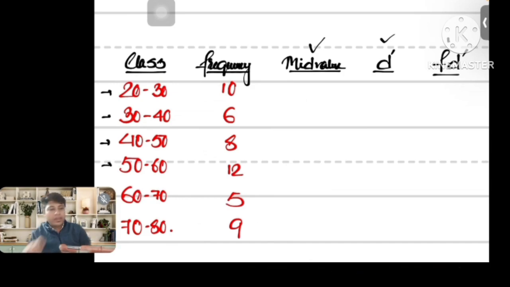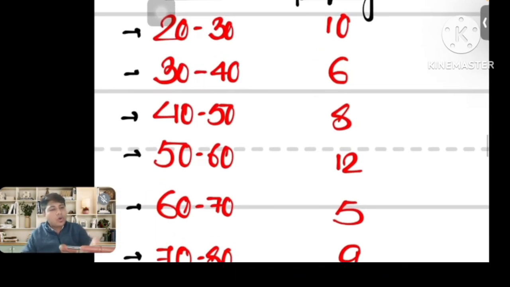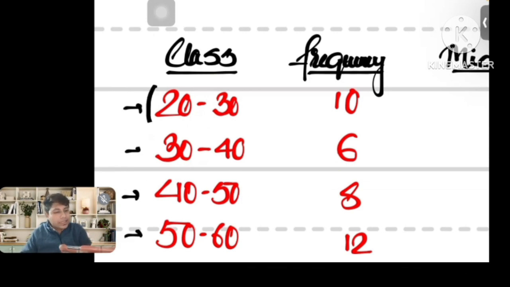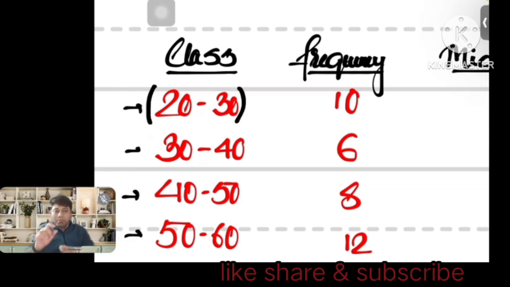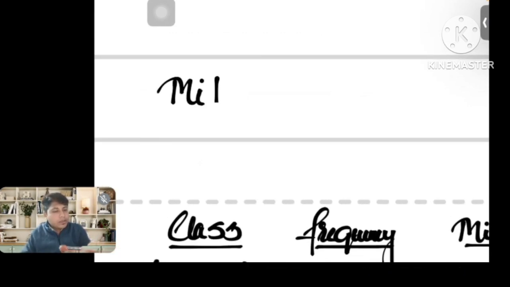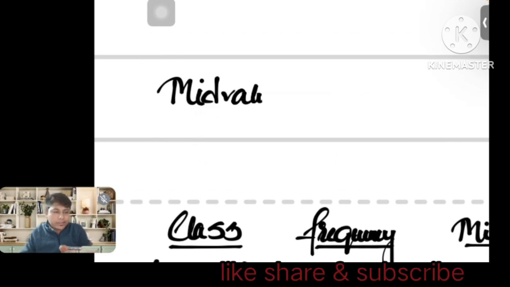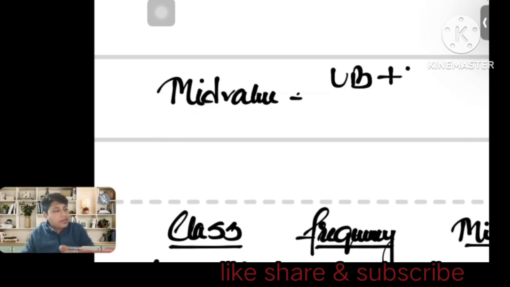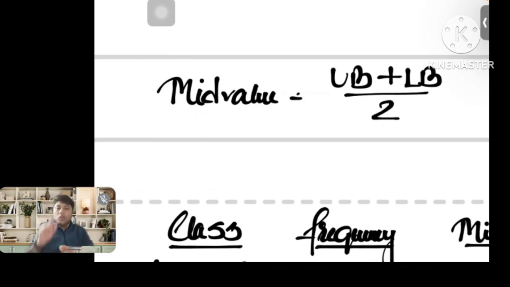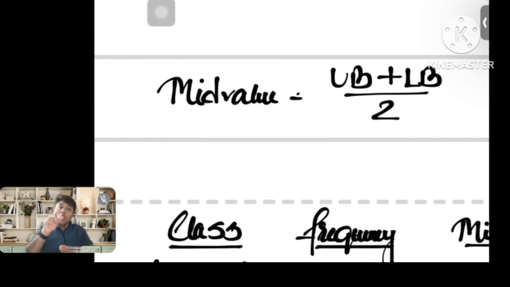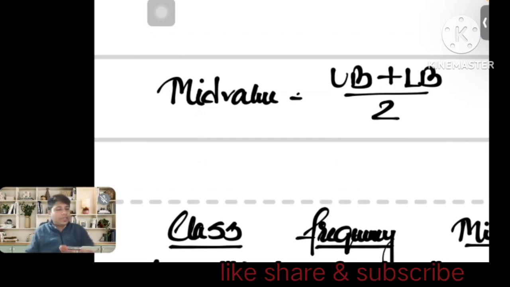First, mid value. Let me tell you how to calculate mid value. What is mid value? Say you have a particular class with a lower boundary which is 20 and an upper boundary which is 30. If you ask me the formula of mid value, the simple formula of mid value is UB plus LB divided by 2. Listen, write it down. UB means upper boundary, LB means lower boundary, divided by 2.